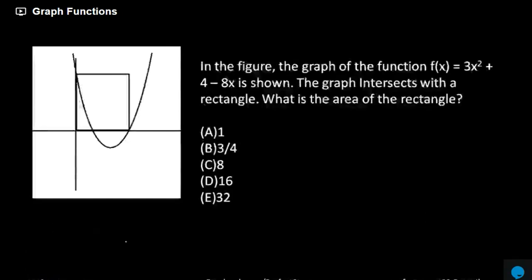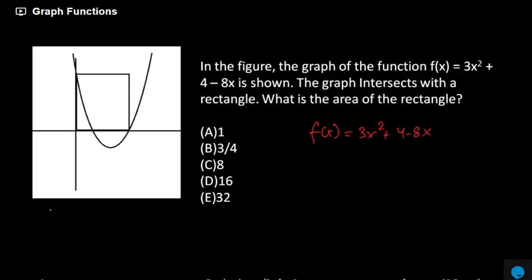Let's go ahead and solve some questions. So let's go ahead and do this question, guys, over here. We're going to solve these questions. They're going to help you really understand it's more about logic and less about maths. Now in this question, it says that the graph of the function is this. So f of x is given to you as 3x square plus 4 minus 8x.